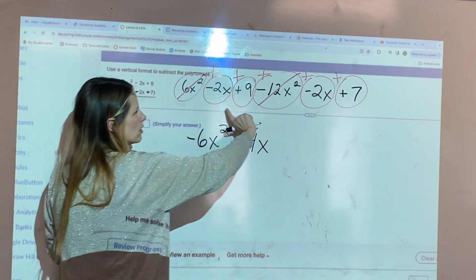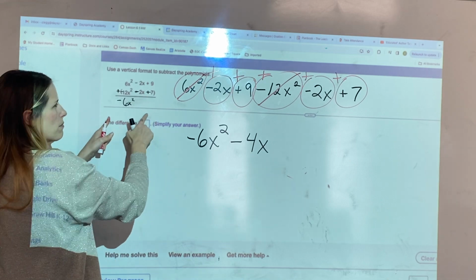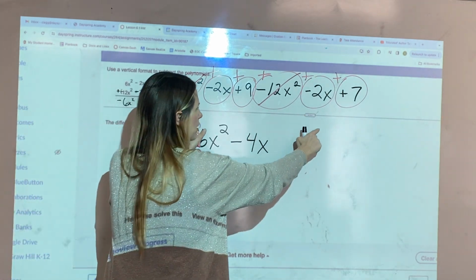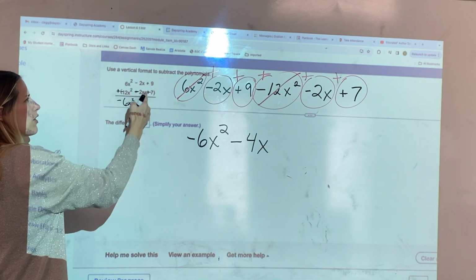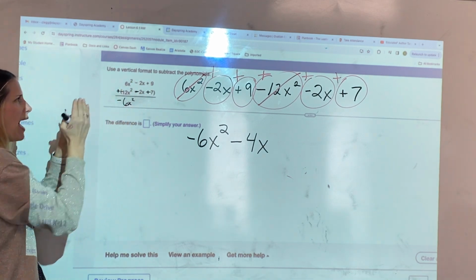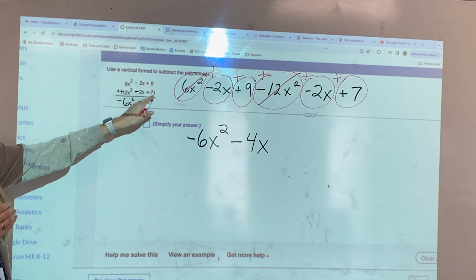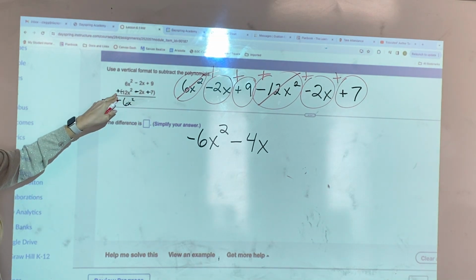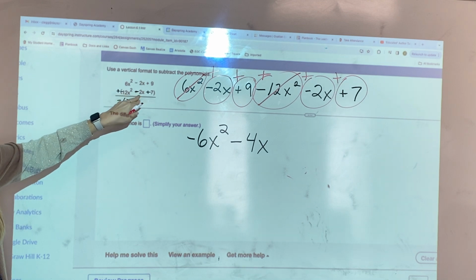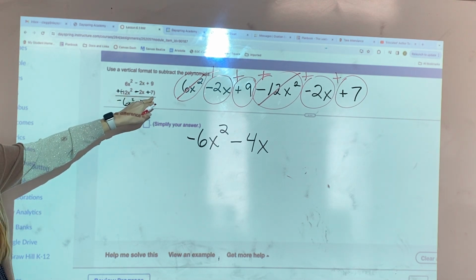I wrote it out. This is one of the methods, and this is a different method. Here, we lined it up vertically, so all of our terms are matched with their like term. That's the way they set it up for you. So then I just killed the cockroach and changed the sign of each term inside.